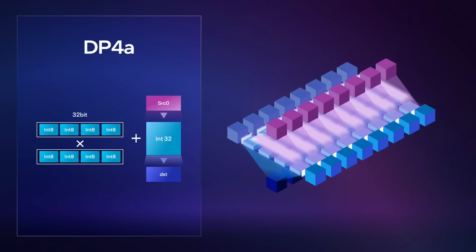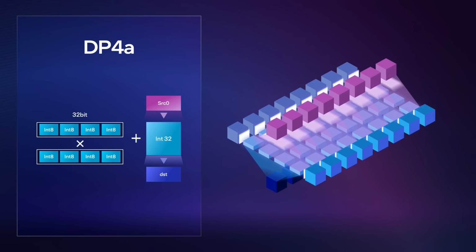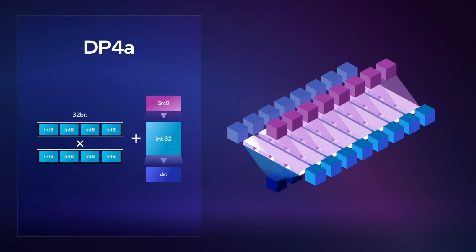That's why we invented a new technology called DP4A. What DP4A does is chop up that 32-bit register into 8-bit chunks. And that way, we can now do 4 parallel operations, improving throughput by 4x. This style of operation is available on a lot of our integrated graphics.